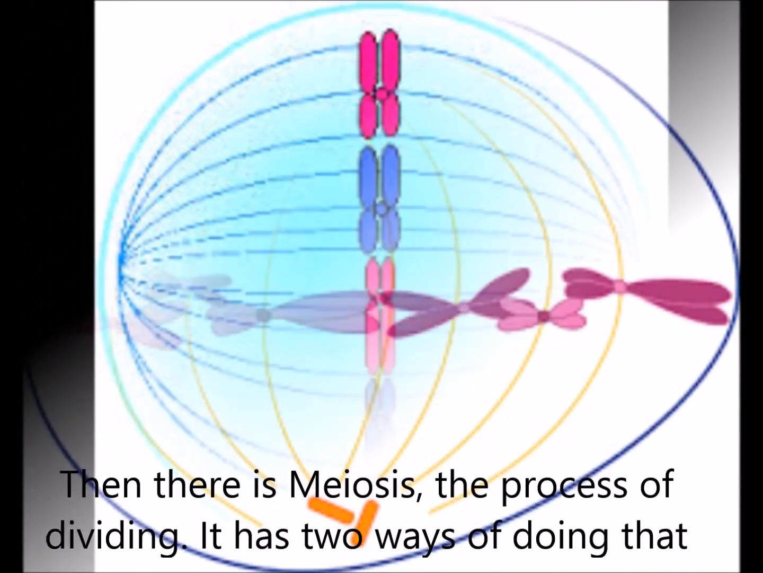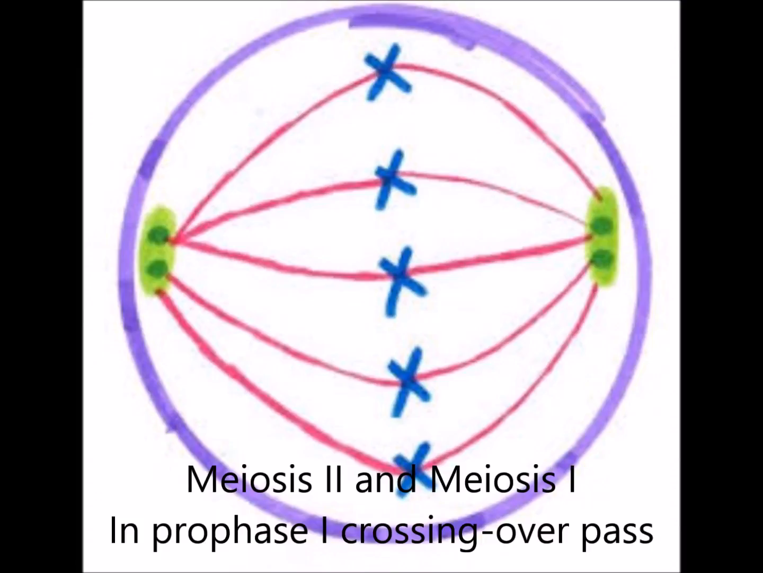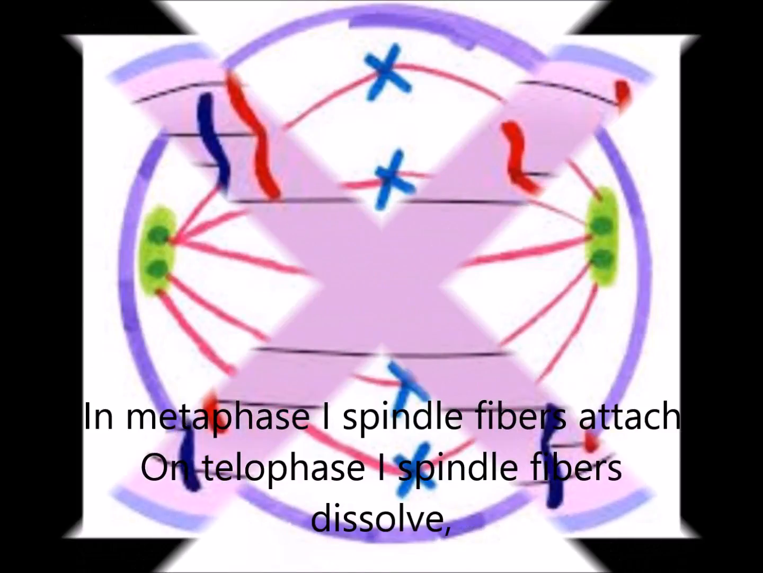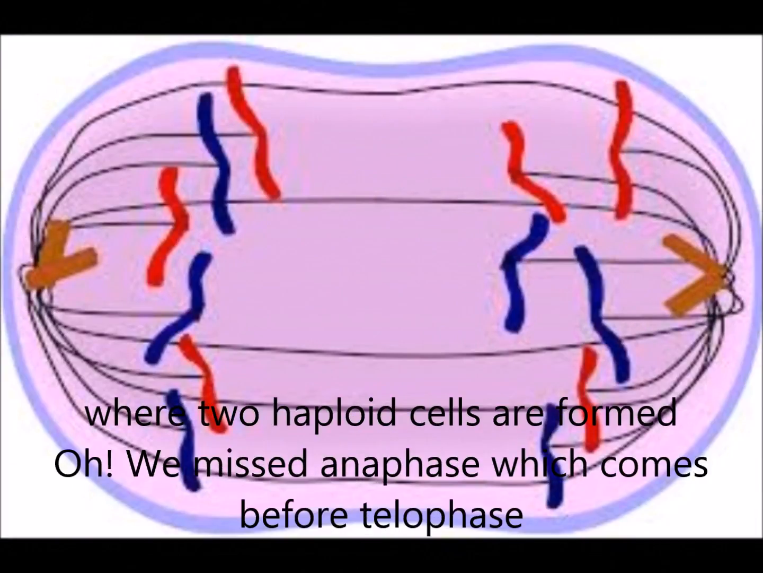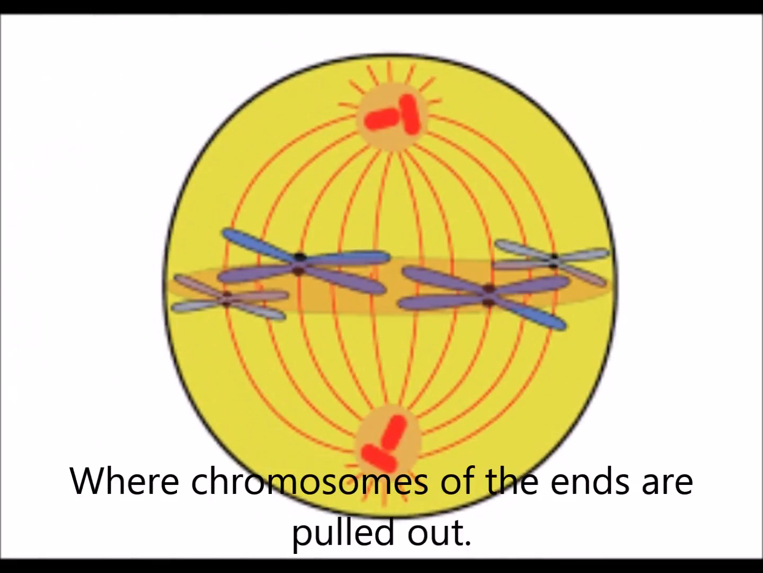Then there is meiosis, the process of dividing. It has 2 ways of doing that, meiosis 2 and meiosis 1. In prophase 1, crossing over occurs. In metaphase 1, spindle fibers attach. On telophase 1, spindle fibers dissolve, where 2 haploid cells are formed. Oh, we missed anaphase. It comes before telophase, where chromosomes are pulled to the ends.